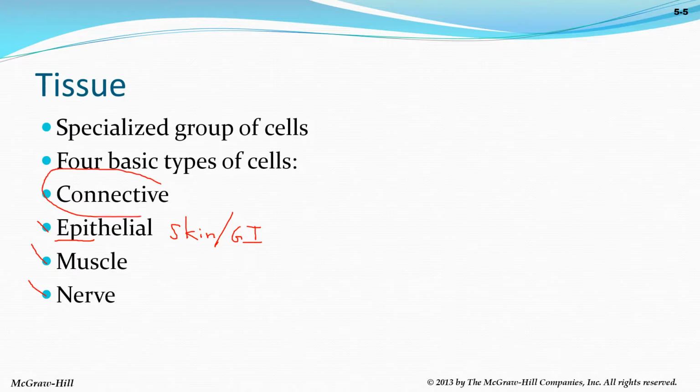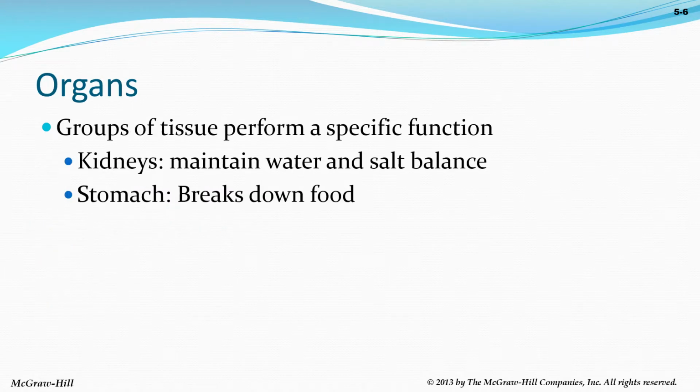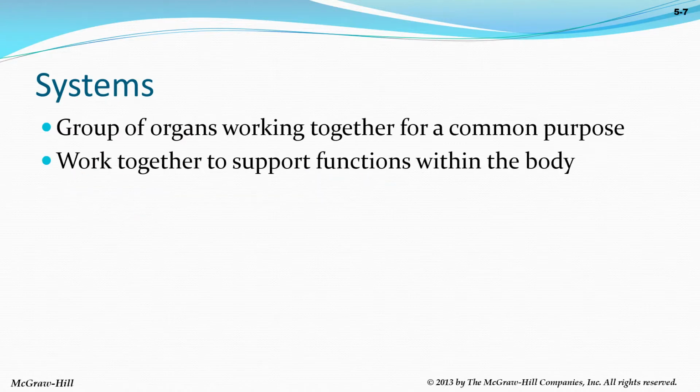So the hardest one and the biggest group is connective. So if it doesn't fit, I like to use process of elimination. If it's not nerves, if it's not muscles, and if it doesn't make a border, skin, or GI tract, then they just group it in connective tissue. So tissues, more than one tissue type, kind of doing the same function. They'll form an organ. So here they have the stomach as an example to help break down food. They have the kidneys, help filter and maintain water-salt balance.